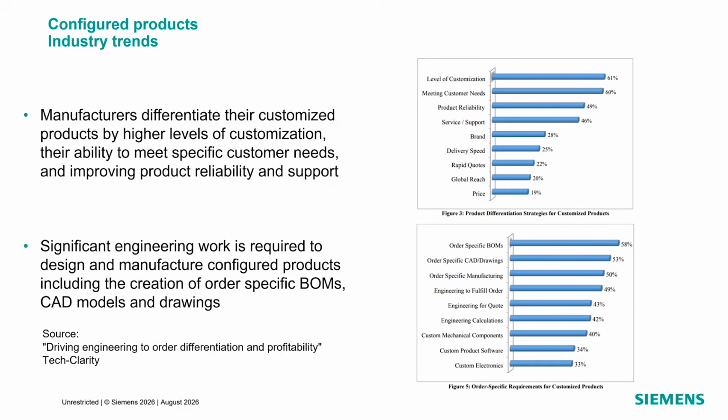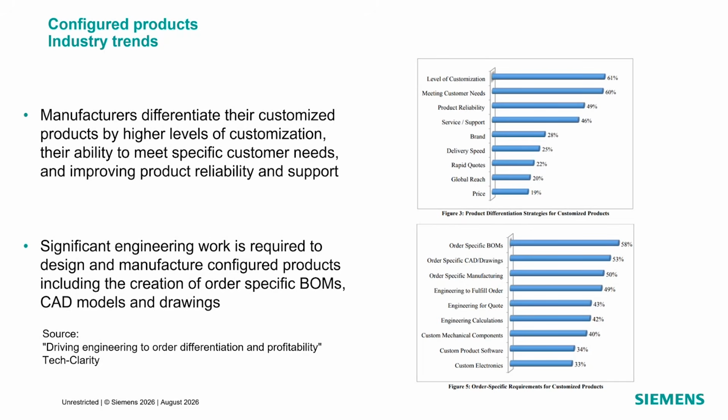So customization, as we all know, creates a lot of value, especially for our customers, but engineering effort can consume that value. So manufacturers really differentiate through higher levels of customization, a better fit to customer needs, and a stronger product reliability and support. However, with all those being said, configured products often require order-specific bill of materials, CAD models, drawings, and so many other engineering-related things.